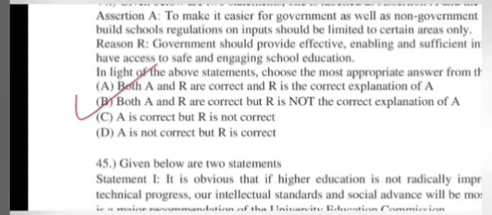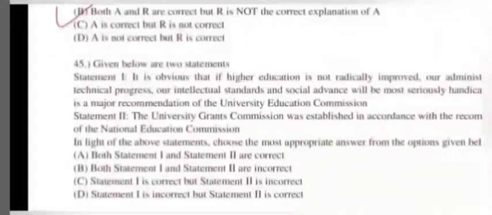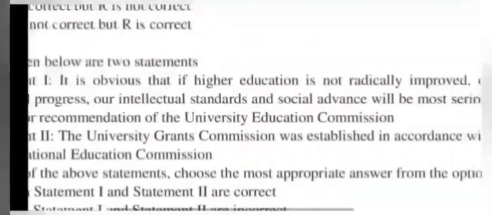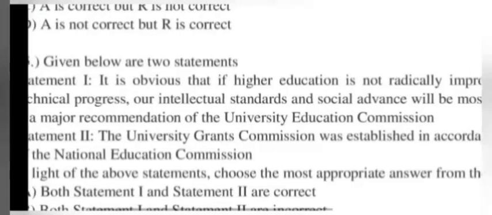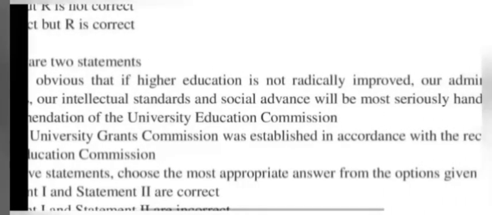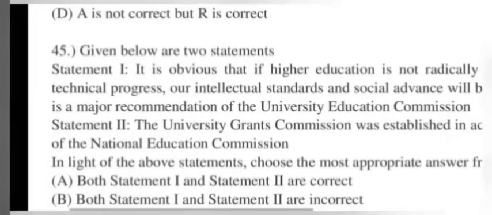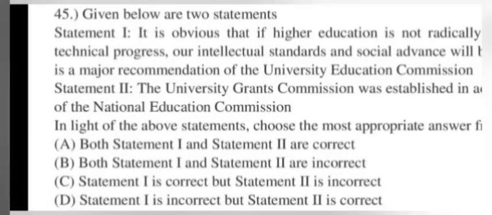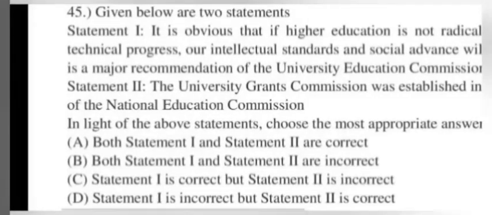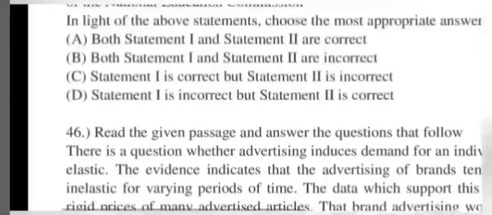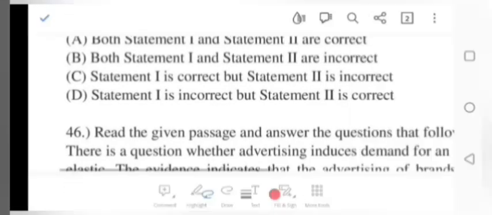So 44 done. Now 45. Given below two statements. One says it is obvious that if higher education is not radically improved, our administration and technical progress, our intellectual standards and social advance will be most seriously handicapped. This is a major recommendation of the University Education Commission. Two says the University Grants Commission was established in accordance with the recommendation of the National Education Commission. What will be correct? 45 correct option for this question will be number D, that is 1 is incorrect but 2 is correct.